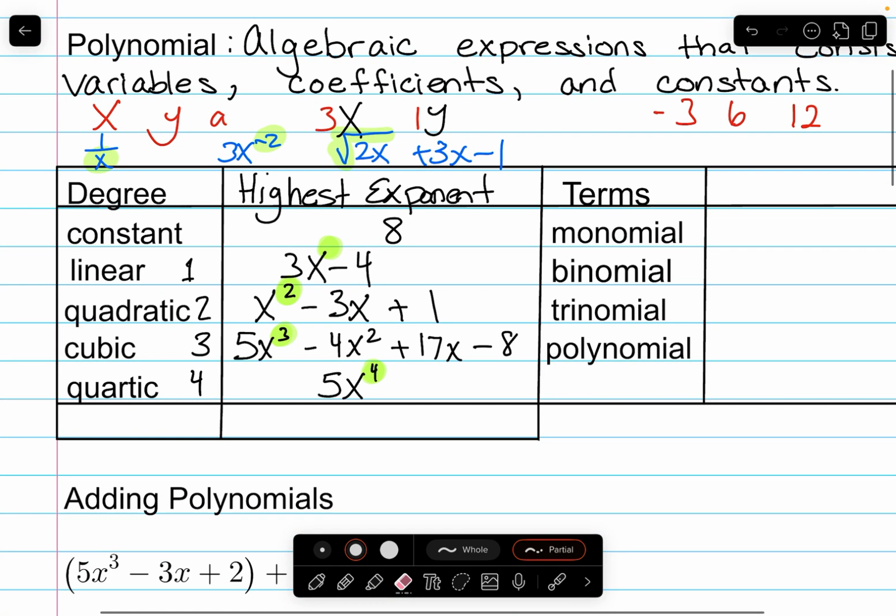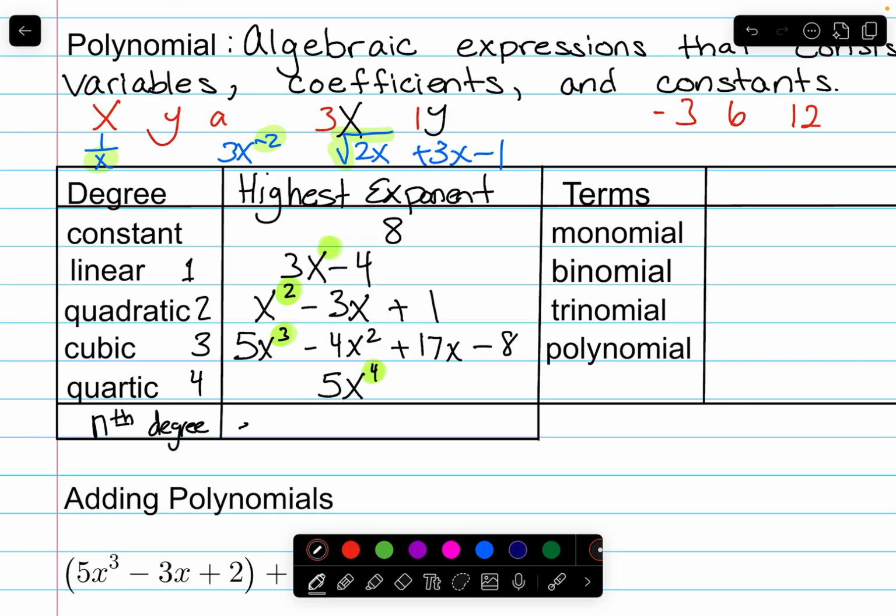All right, now you see I have an extra space on the bottom. That's because there could be more than 4 for the highest exponent. In some books, they call a fifth one a quintic, but I'm not going to go through that. It depends on the book or the teacher. They might say quintic, but some people like to call anything higher than 4 an nth degree.